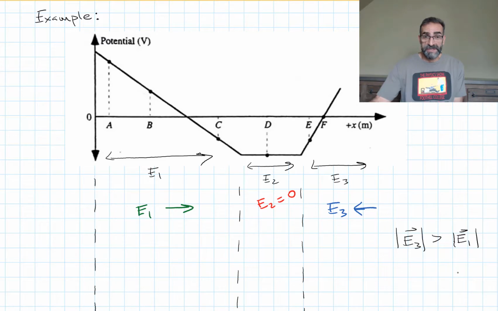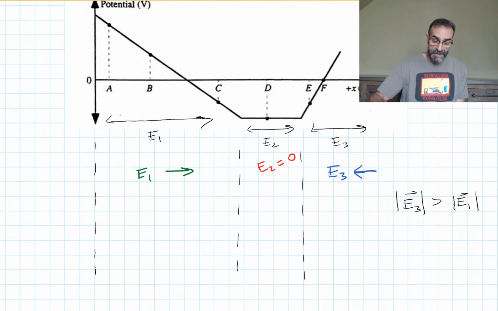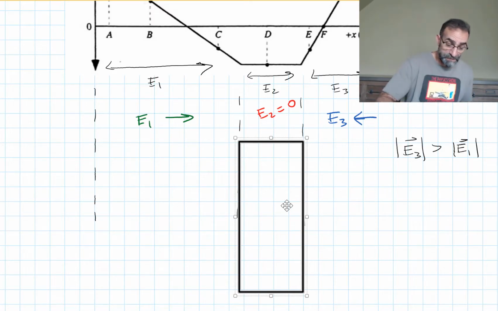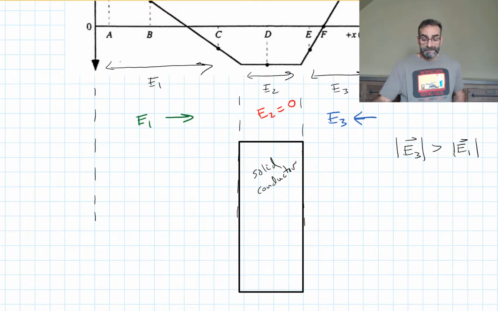So see if you can come up with a charge distribution that creates those electric fields. I'm going to start with region 2. I know my electric field has to be 0. So if I put a conductor there, I know the electric field has to be 0. This could be a solid rectangular block that's a conductor, an infinite plate.